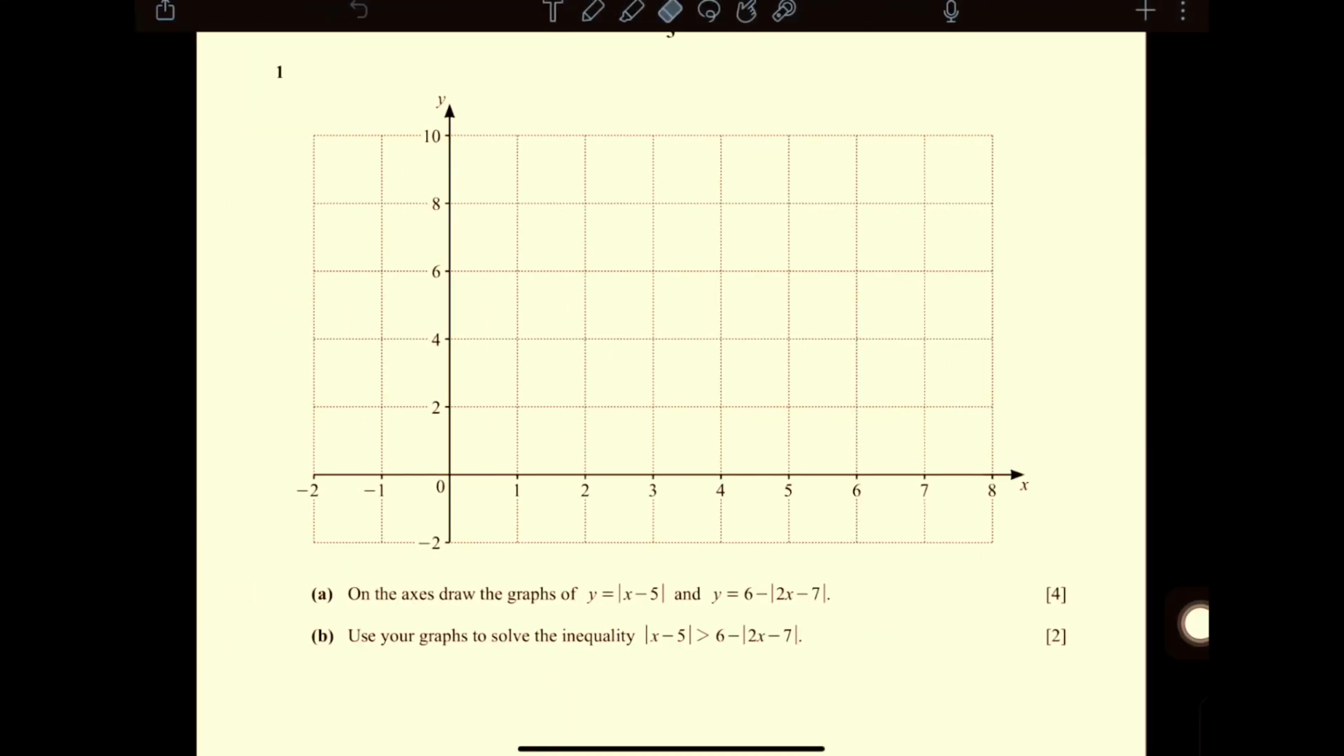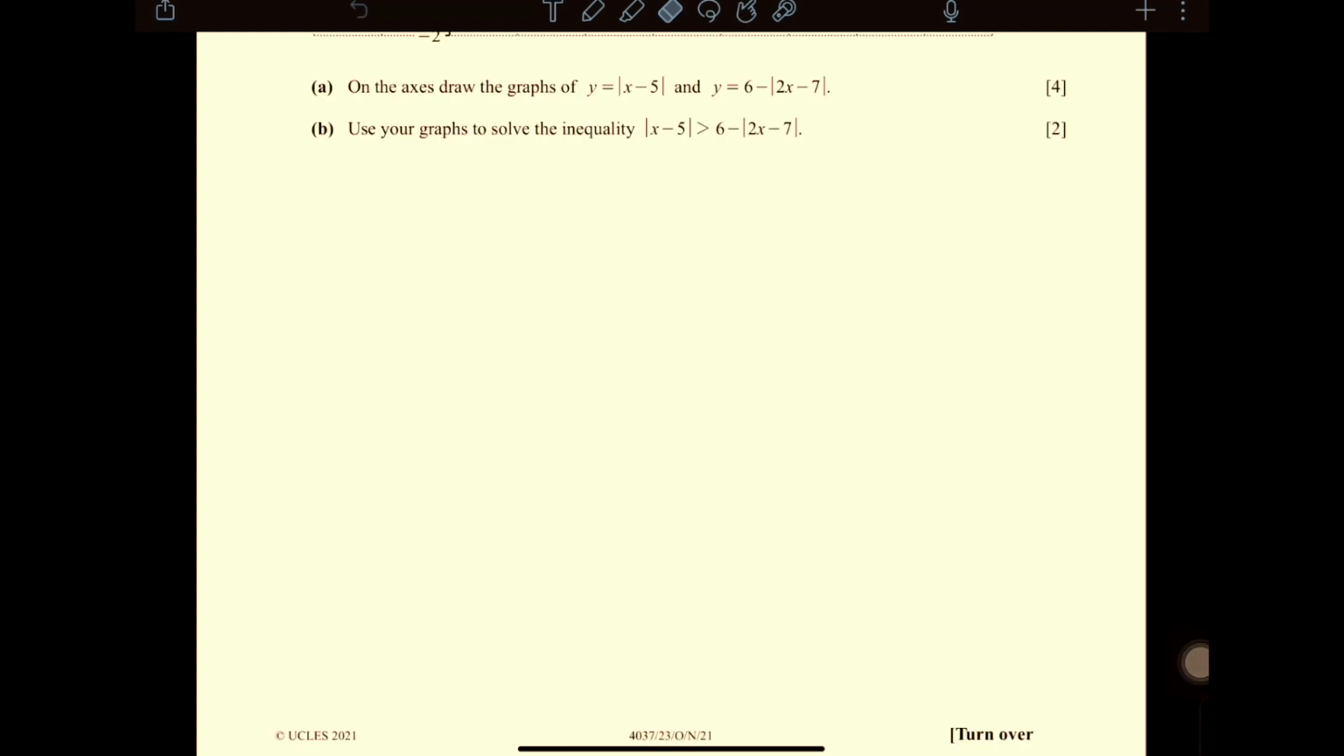This is question number 1. The graph paper is given. That graph paper has an x-axis from minus 8 and a y-axis from minus 2 to 10. On the axes, draw the graphs of y equals modulus of x minus 5 and y equals 6 minus modulus of 2x minus 7. The marks are 4. And use your graphs to solve the inequalities. As the inequality is given, its total marks is 2.